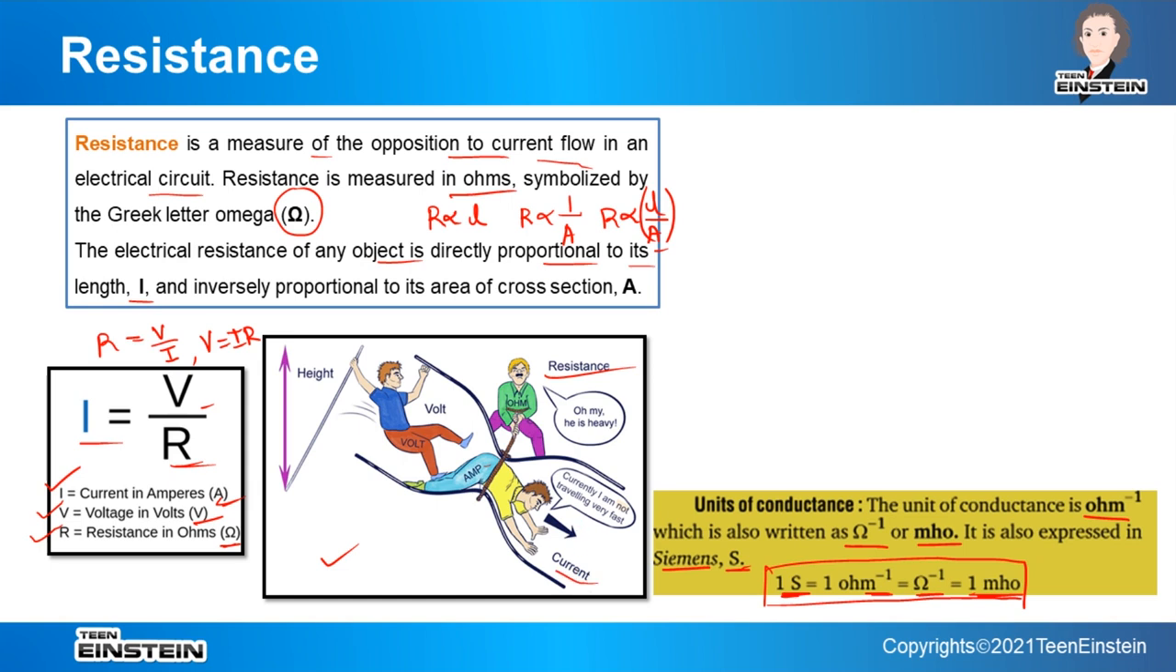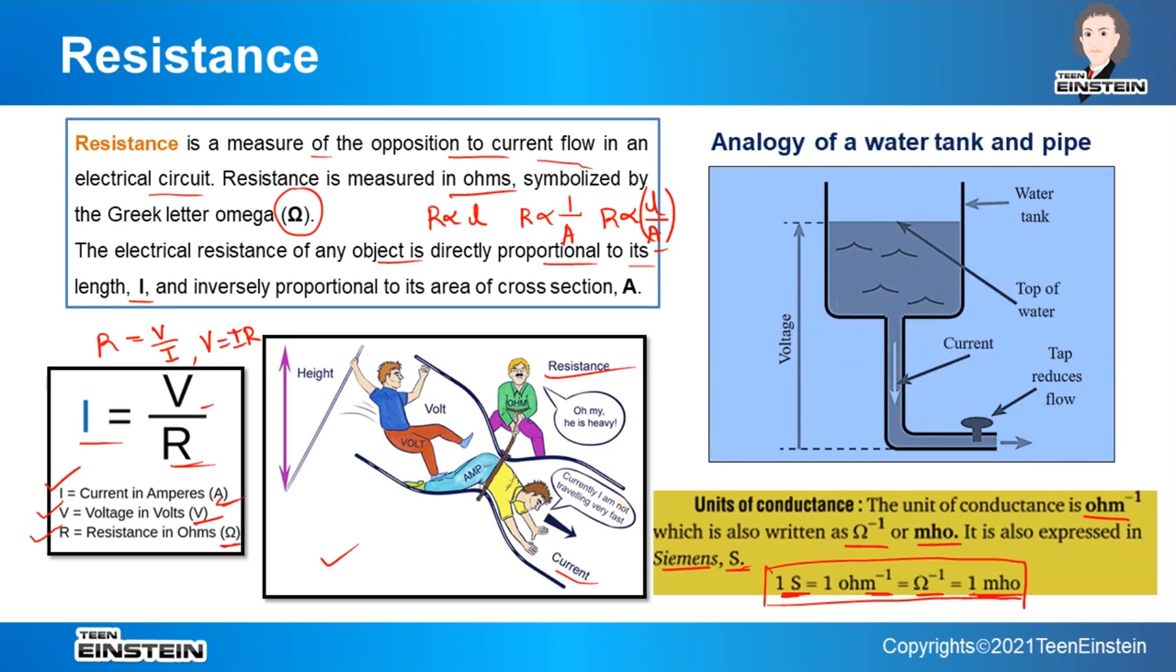Okay, now there is another picture where you can find some analogy, and that is analogy of water tank and pipe. So here in this water tank we have water, and this is the height of water starting from this point. So this height you can consider as voltage. So higher is this height, higher will be this movement of water, which is compared with current flow. So higher is the voltage, higher is the current flow. So V and I, these two are directly proportional to each other.